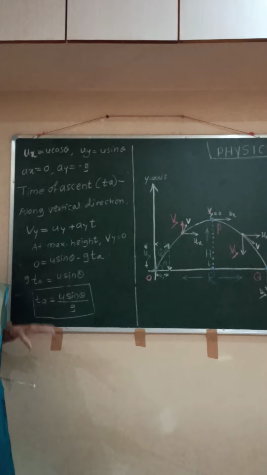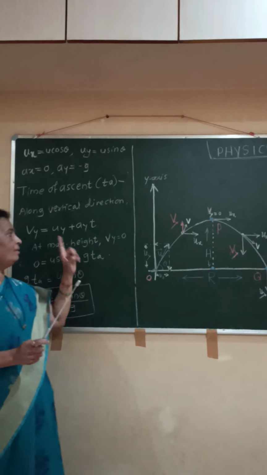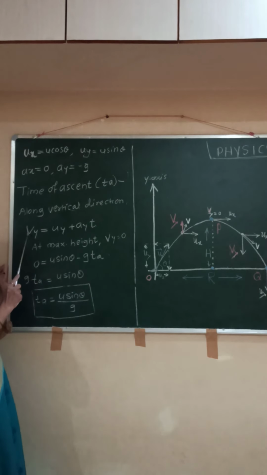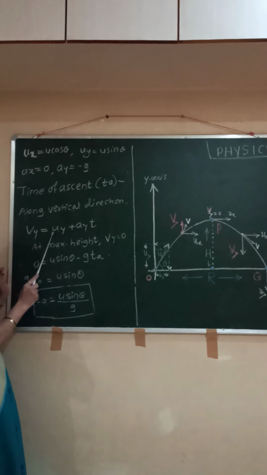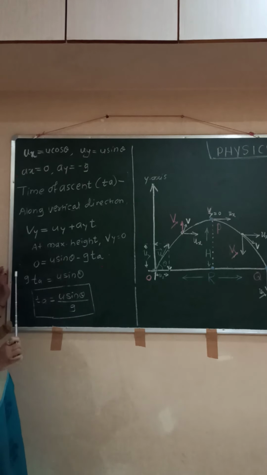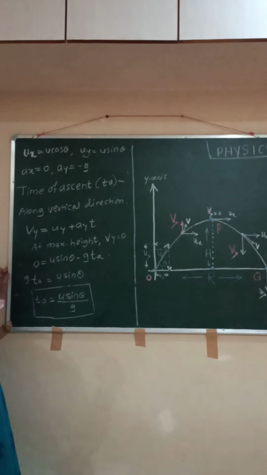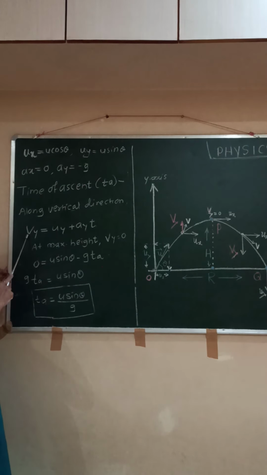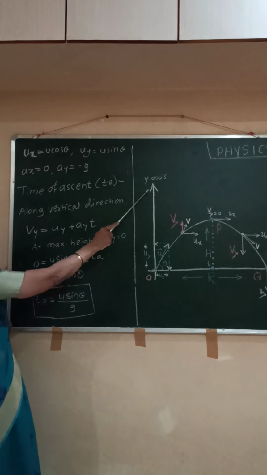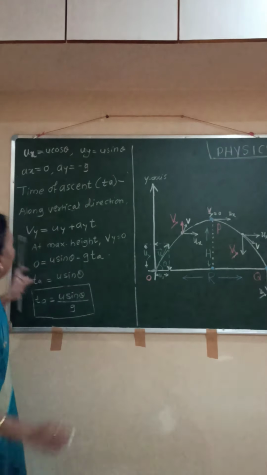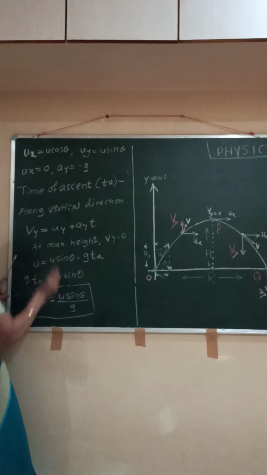So for this time of ascent, if you have to find it, which equation can we use? We can use the first kinematical equation related to motion, that is V = U + AT. Now the projectile is moving in the upward direction, so we have to consider the motion along the vertical axis, along the y-axis. So we write the equation Vy = Uy + Ay × T.